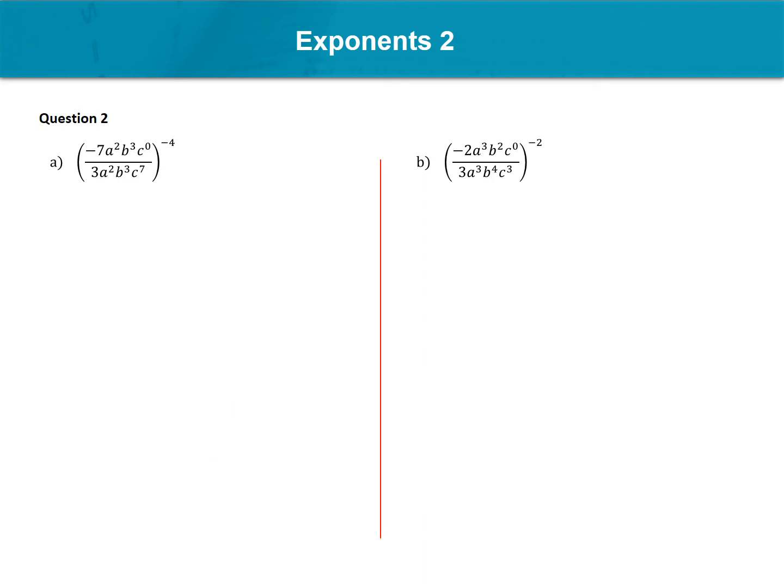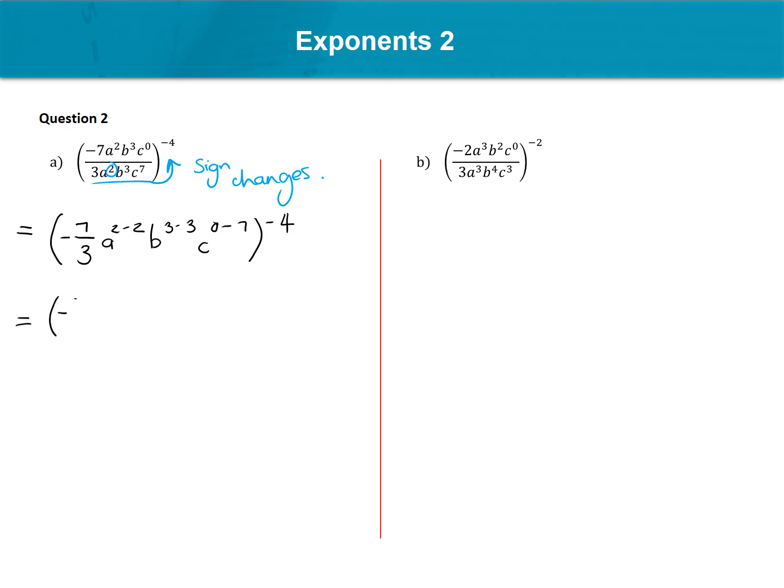Moving on to question 2. We have an entire fraction raised to a power, which means we can do what's inside the bracket first before we raise it to a power. So when we move exponents from the denominator into the numerator, the sign changes. So we can say minus 7 divided by 3 is minus 7 over 3. It doesn't divide nicely, so you can leave it as a fraction. It's not a whole number. A to the power of 2 minus 2, because we're taking this 2 up. B to the power of 3 minus 3. And then C to the power of 0 minus 7. All still raised to the negative 4.